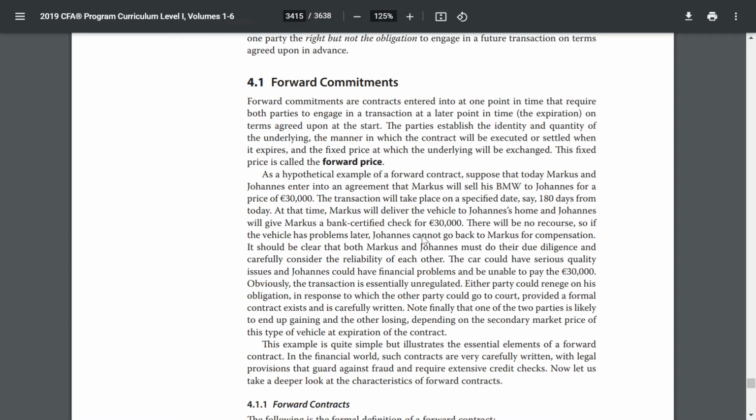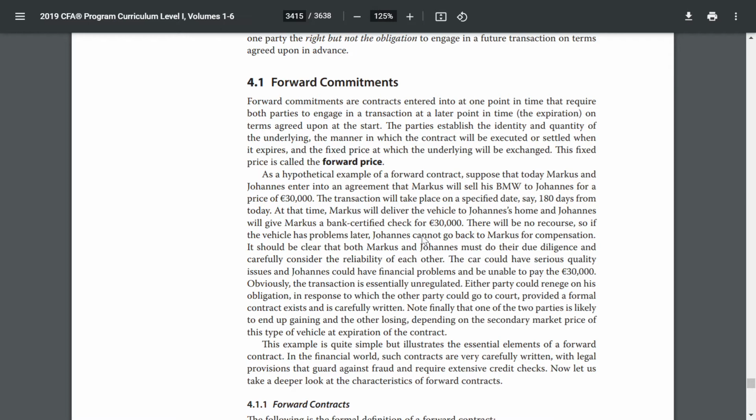It should be clear that Marcus and Joannis must do their due diligence and carefully consider the reliability of each other. The car could have serious quality issues, and Joannis could have financial problems and be unable to pay the 30,000 euros. Obviously, the transaction is essentially unregulated. Either party can renege on his obligation, in response to which the other party could go to court, provided a formal contract exists and is carefully written.